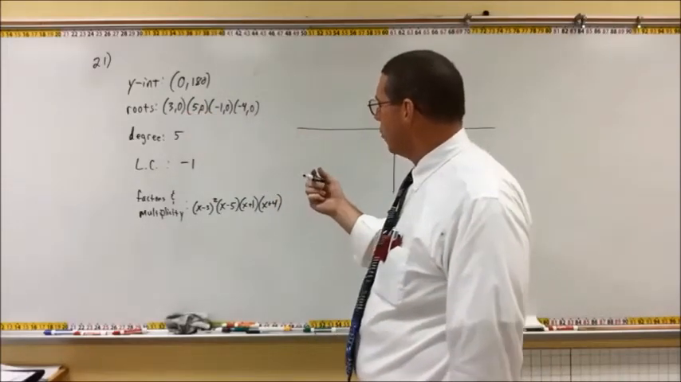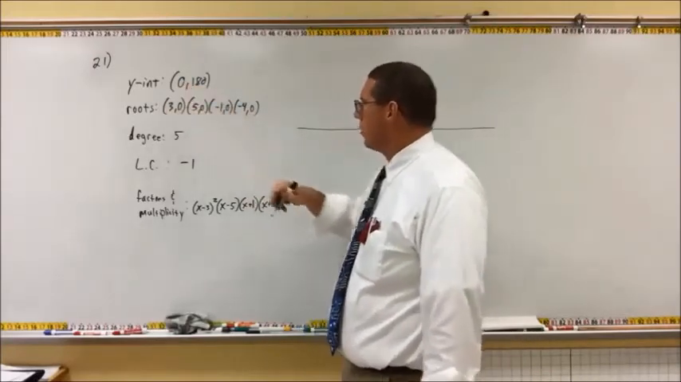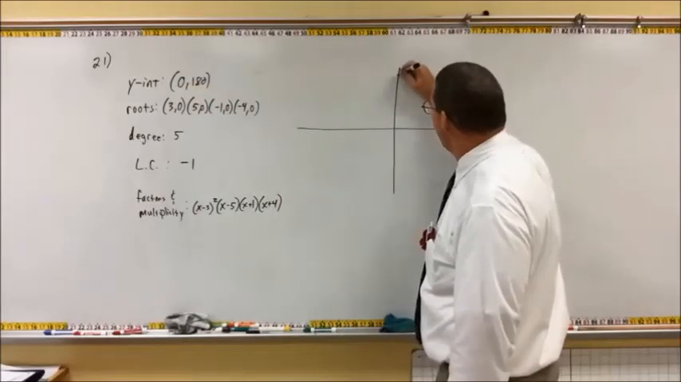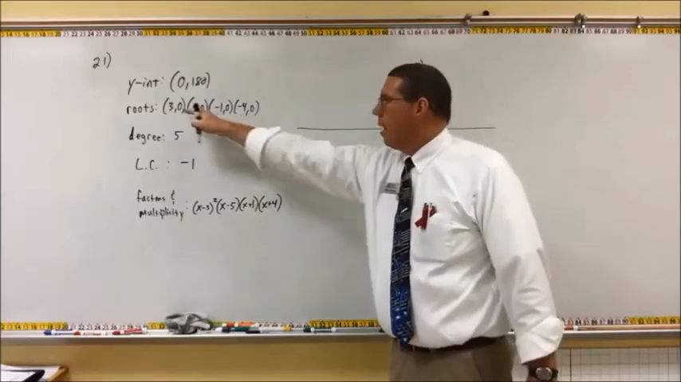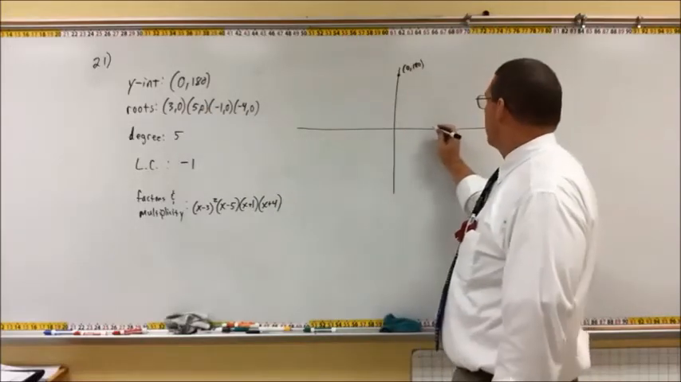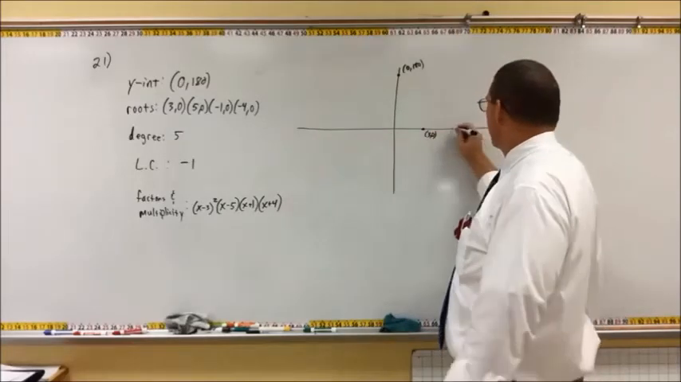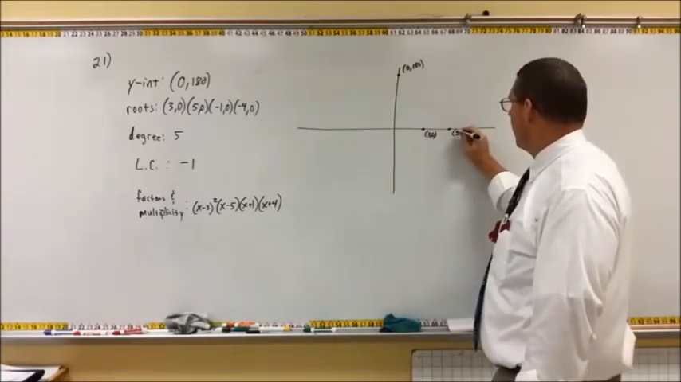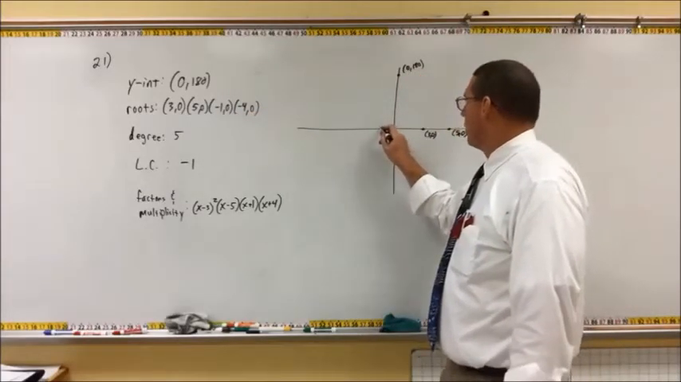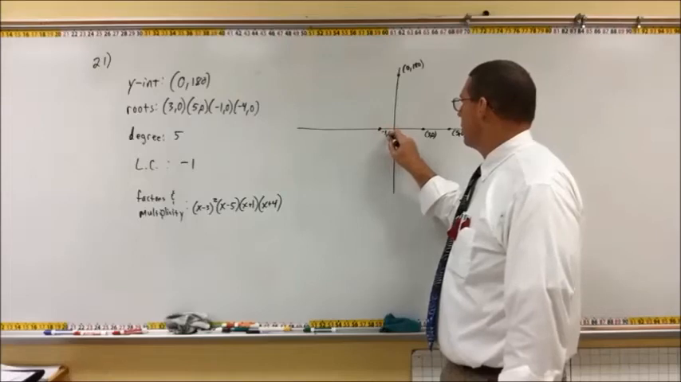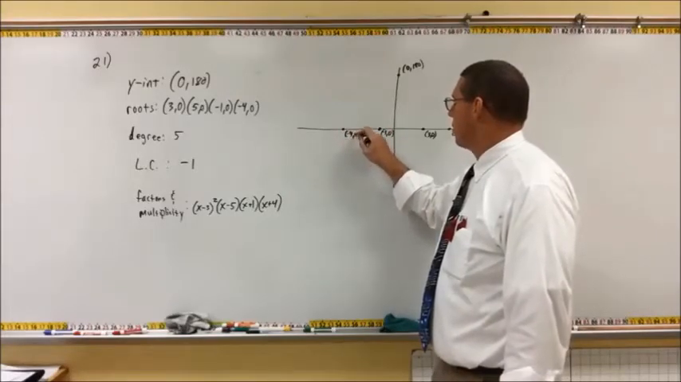So let's go ahead and graph this. So the first thing we want to do is plot all the roots, and we want to plot the y-intercept. The y-intercept is at 0 and 180, and I want to label that as 0, 180. I want to plot 3, 0. That's about right here, I guess. Then I want to plot 5, 0, which is kind of over here to the right of that. Then I'm going to plot negative 1, 0 and negative 4, 0. So negative 1 is probably about right there, and then negative 4, 0 is about over here.